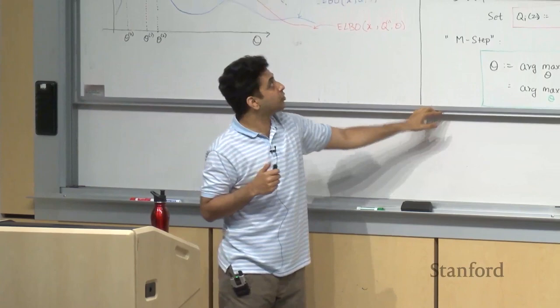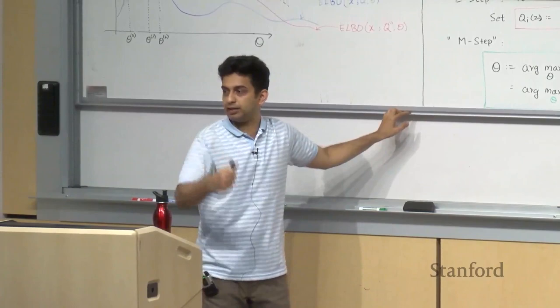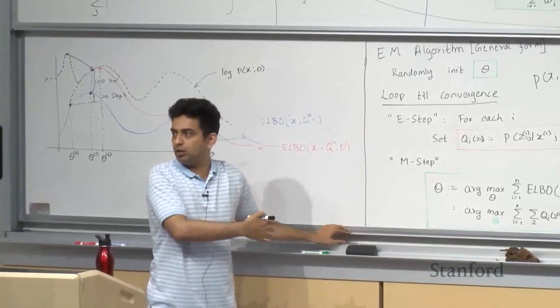The question is, instead of taking the expectation, what if we took the mode, the highest probability? In that case, Gaussian mixture models would be modified into becoming k-means.